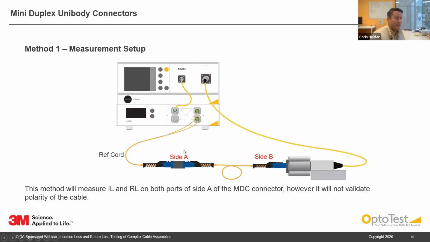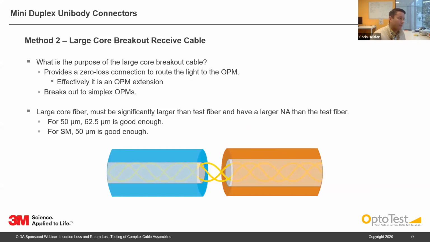To test side B, we're going to flip the cable, and we're going to measure insertion loss and return loss on side B for both ports. Now this measures the IL and RL for all 4 ports. However, it doesn't validate polarity on the cable, and that's because the power meter can't tell which port the light is coming out of. So method 2 employs using a large core breakout receive cable.